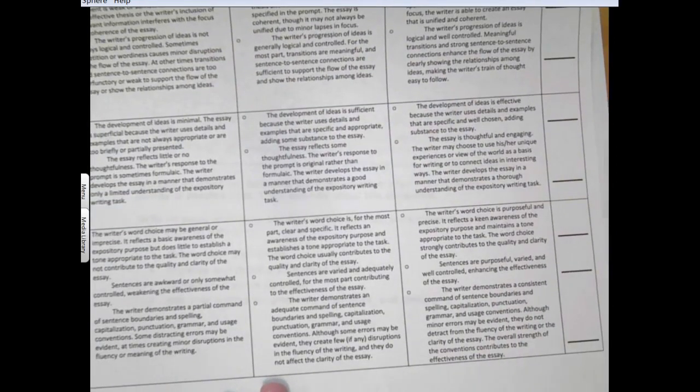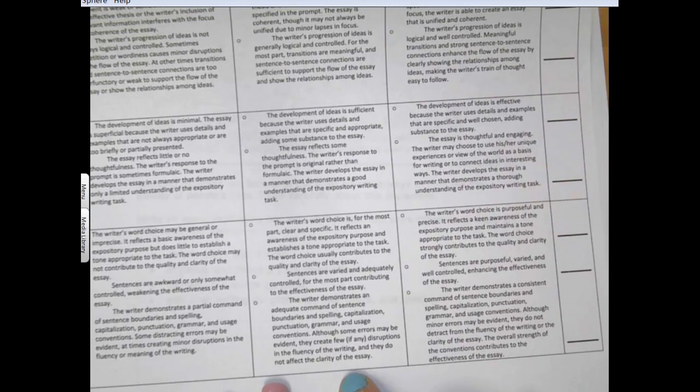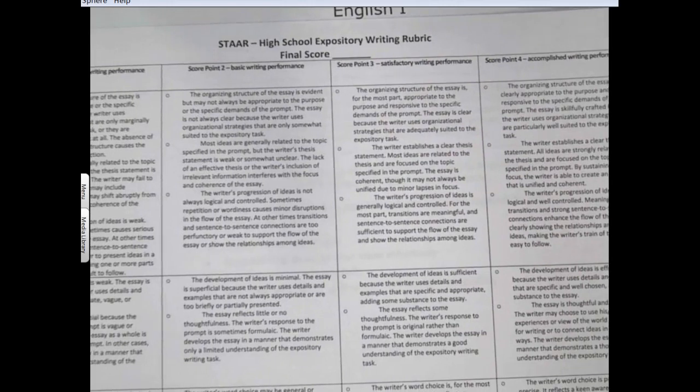And then the third bullet is your command of sentence boundaries, meaning your terminal punctuation. Did they use a question mark when they should have? Did they use a period or an exclamation mark? Spelling, capitalization, punctuation, all of that. They can have some errors, but not enough to where it interferes with your understanding of their essay. So if that's the case, it's going to be a 2. Okay? So this is your expository writing rubric that you have at your station.